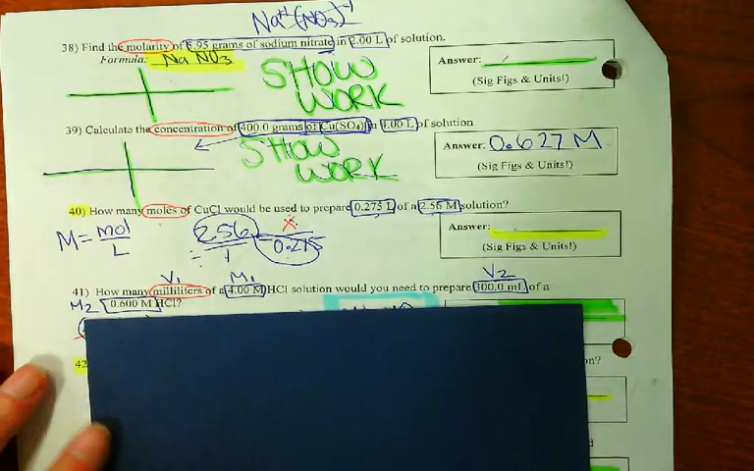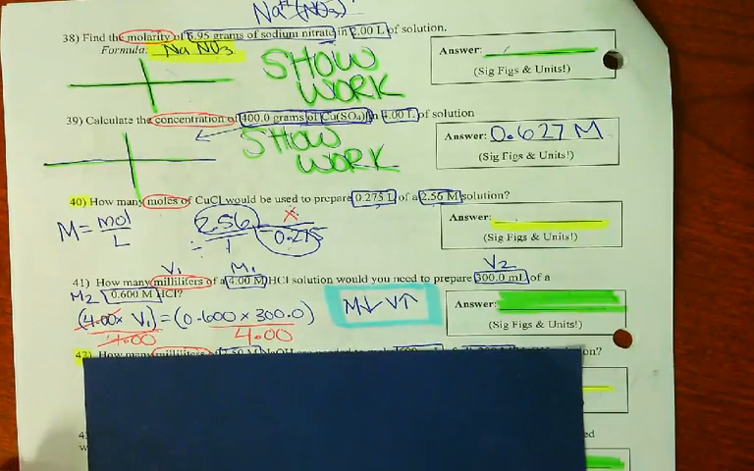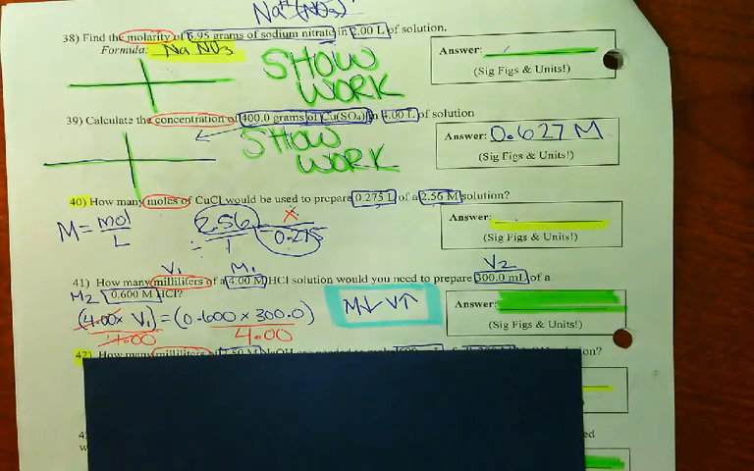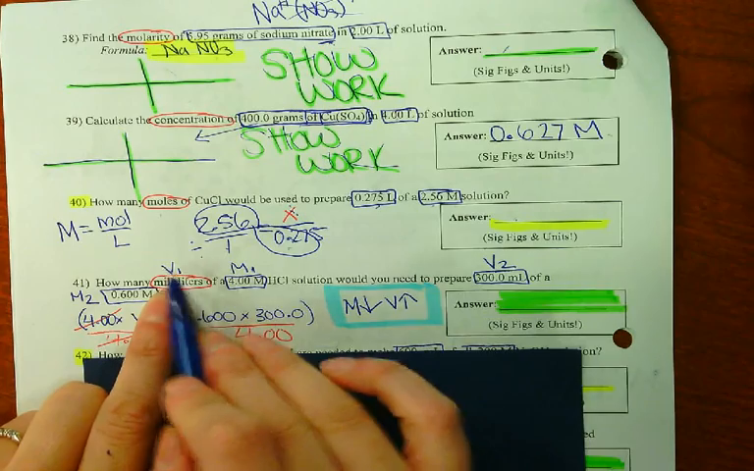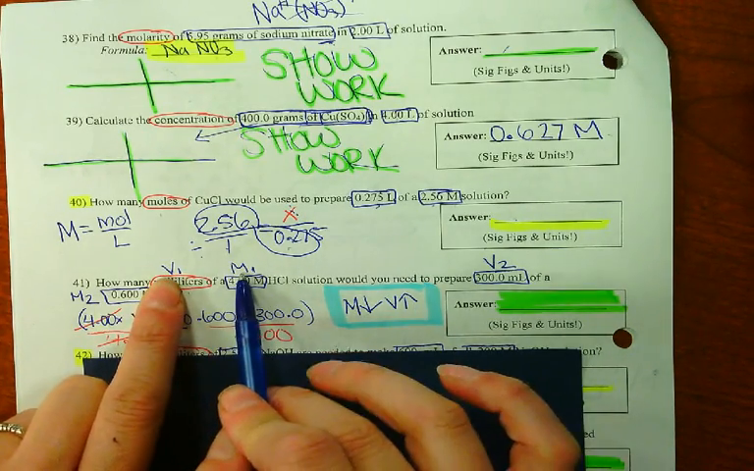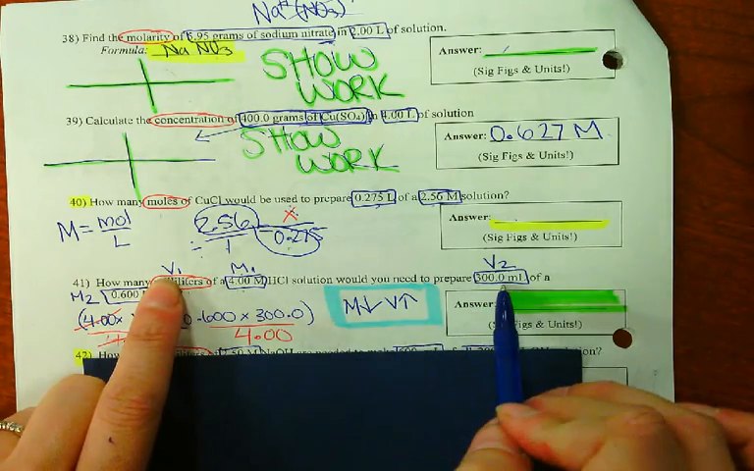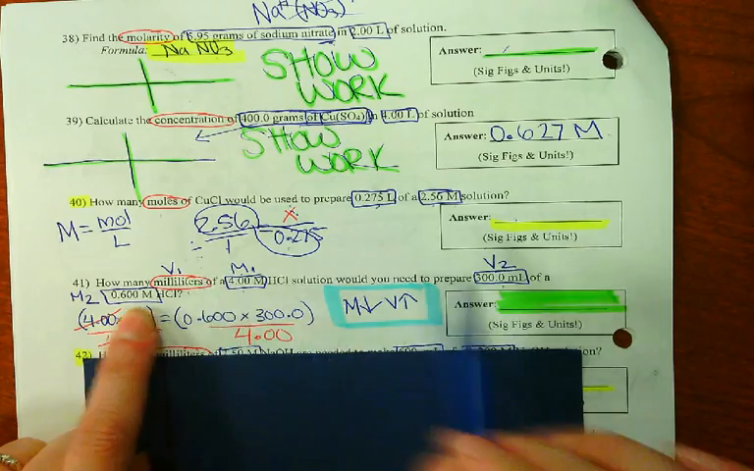For number 41, I'm going to show you the work. All right, so I'm showing you the work, but you need to find the answer. On the quiz, a lot of students were missing this. They were plugging numbers in the wrong spot. So it's asking you how many milliliters. That's a volume of this concentration. So I put the V and the M there. Would you need to prepare 300 milliliters of this solution? So this is where I start, and this is where I'm going.